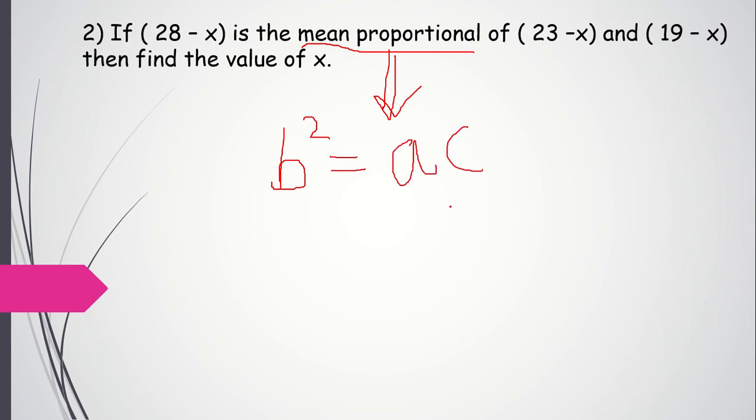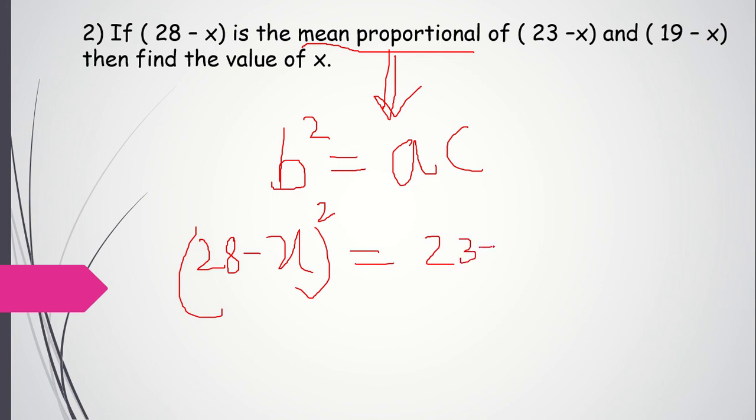Now in this case, B square is equal to AC. B is the mean proportional of A and C. Now in place of B here, we have 28 minus x. 28 minus x is the mean proportional of this and this. So in this case we are going to have 28 minus x the whole bracket square is equal to 23 minus x into 19 minus x.